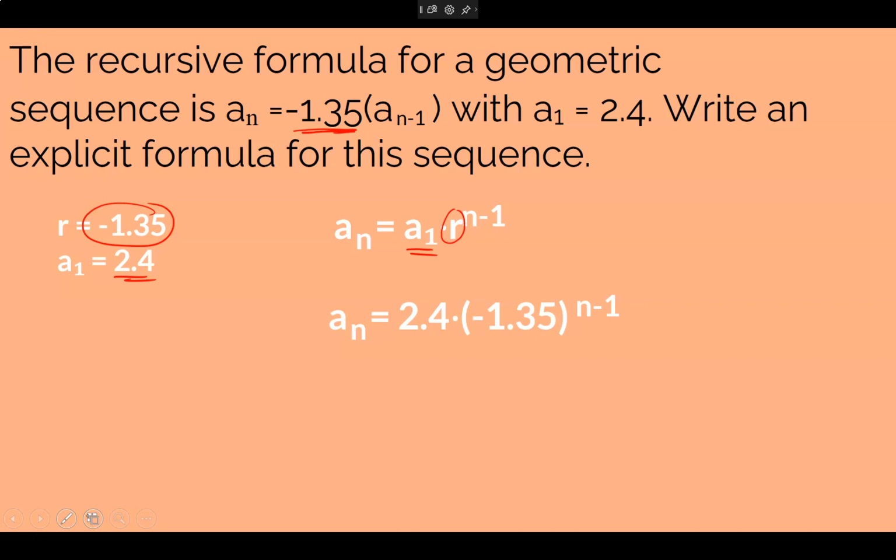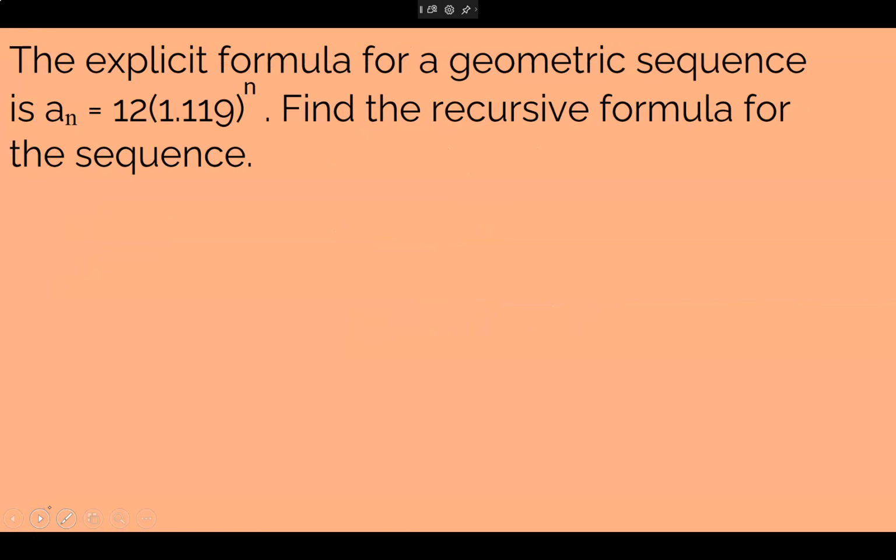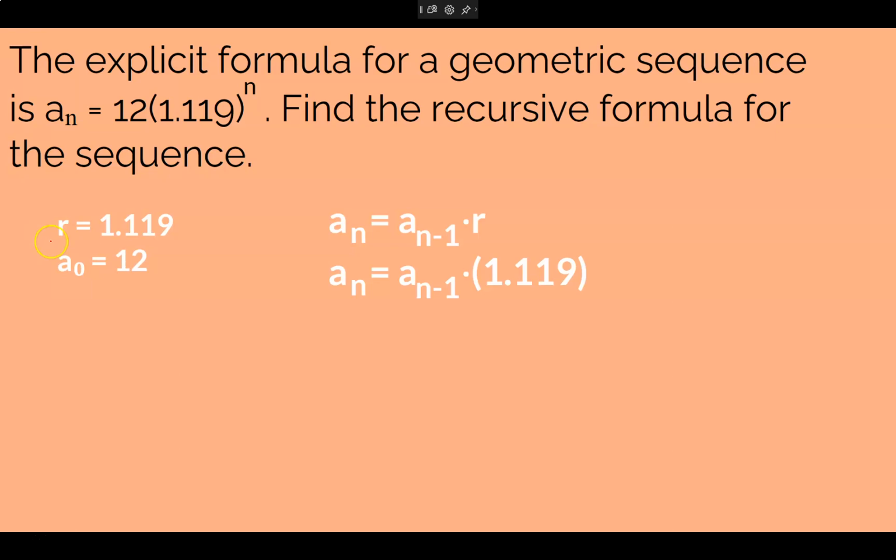One more converting. This time, you and your table people, I've given you the explicit formula of 12 times 1.119 raised to the power of n, and I want you to write the recursive formula for this sequence. Ready, go. All right, check your answer with mine. So they gave me ratio, and they gave me a sub-zero, but the only thing you need for recursive is the ratio. So that's the only value we need to plug in. My previous term times 1.119.